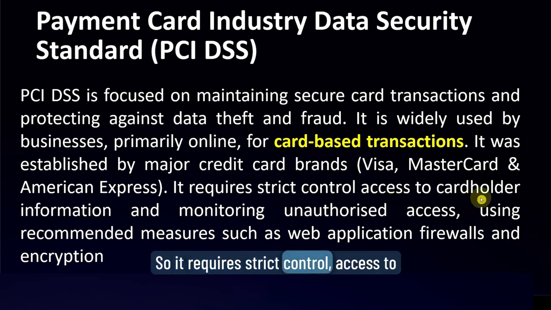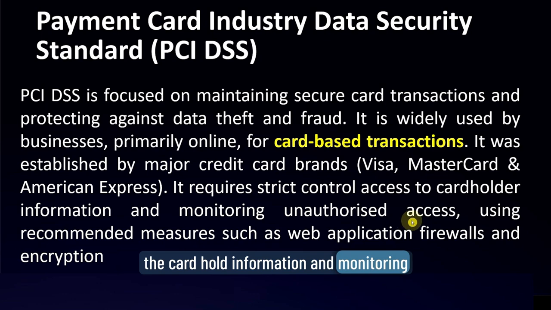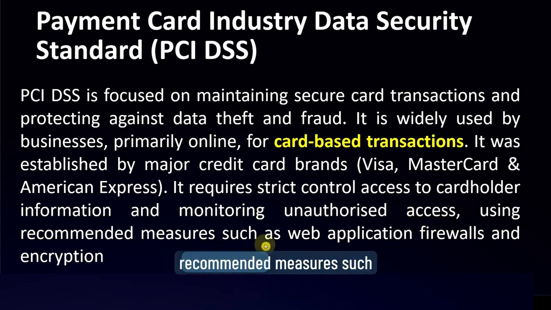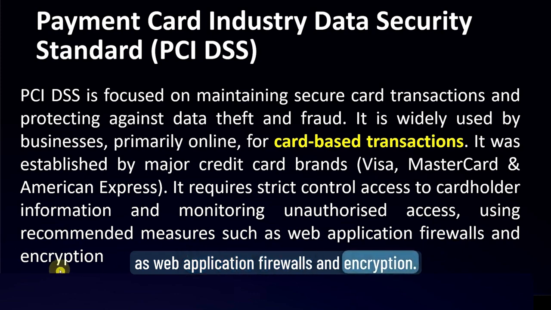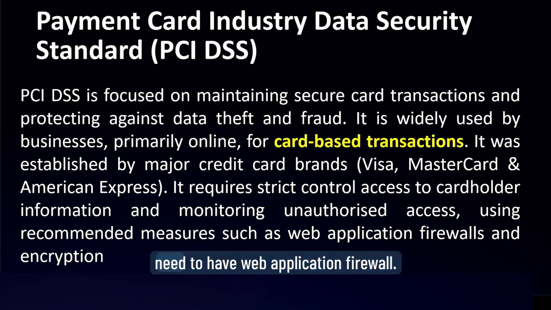So it requires strict control of access to cardholder information and monitoring of unauthorized access using recommended measures such as web application firewalls and encryption. If you are a financial institution, you need to have a web application firewall. By using the web application firewall, you can protect that data from cyber attacks like the man-in-the-middle attack. And also you need to have more security features like encryption of your data transfer. So these web application firewalls and encryption must be followed by the organization, especially in card-based transactions. So for card-based transaction organizations, you need to follow the Payment Card Industry Data Security Standard.